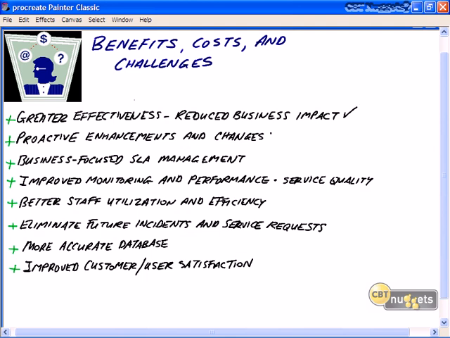It also provides for more business-focused service-level agreement management. By improving the monitoring and performance of incidents, you'll get better service quality. It'll also allow you to better utilize your staff and create a more efficient personnel pool. By learning from incidents and problems, it'll allow you to eliminate future incidents and service requests. It'll help you build a more accurate database with a bottom line of improving customer and user satisfaction.